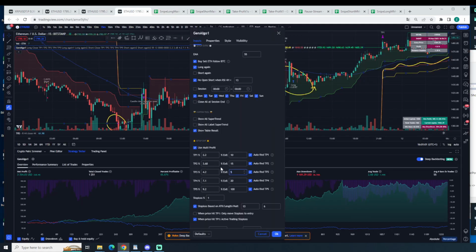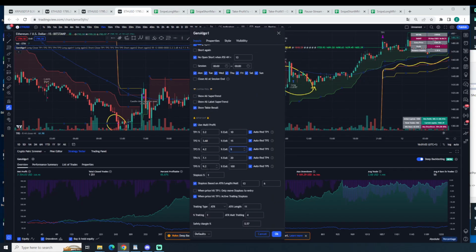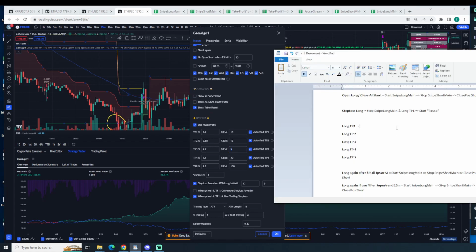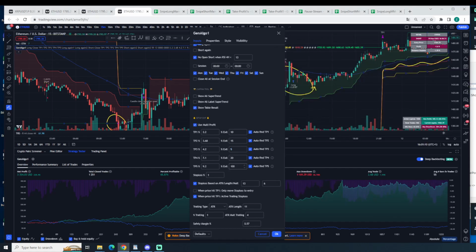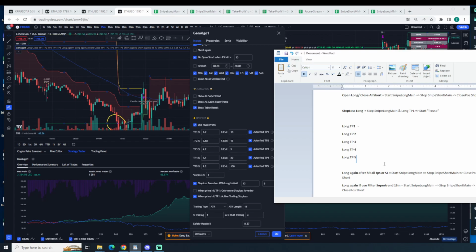And the last take profit is take profit 5. As you can see, long take profit 5 is the one that we want to stop, and that one exits the entire position. So instead of doing another partial take profit, I'm basically going to tell the bot at this very point to close the entire position. So I'll write it down in my notes. Long TP5 is close entire long position and deactivate long main.